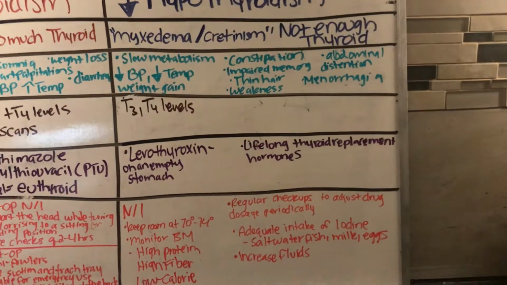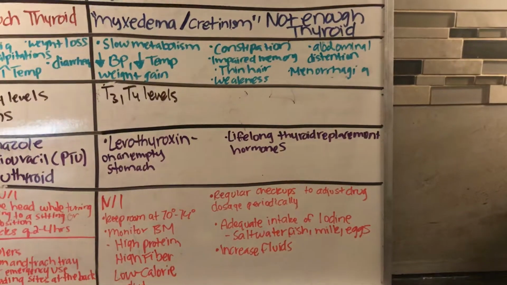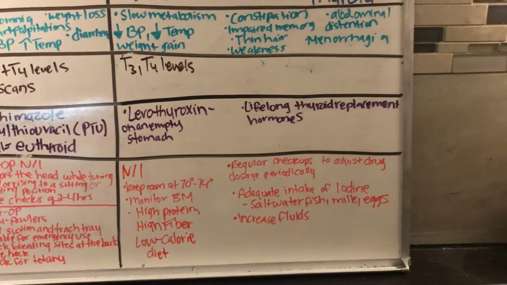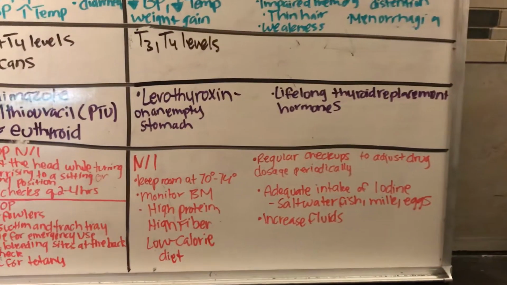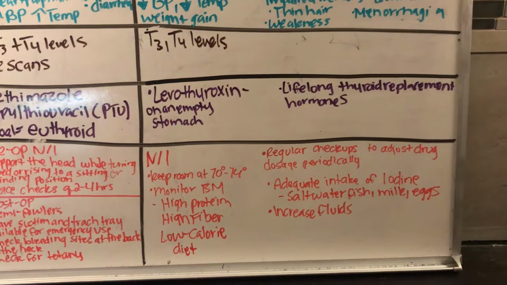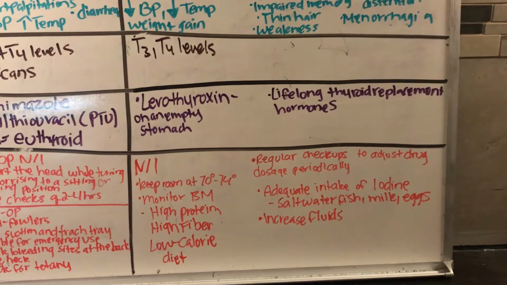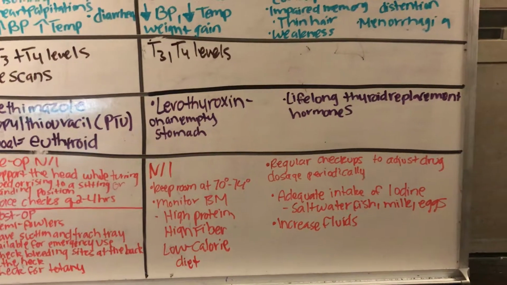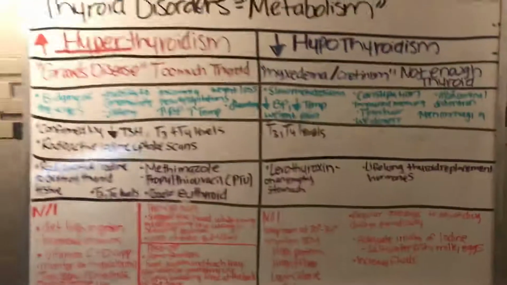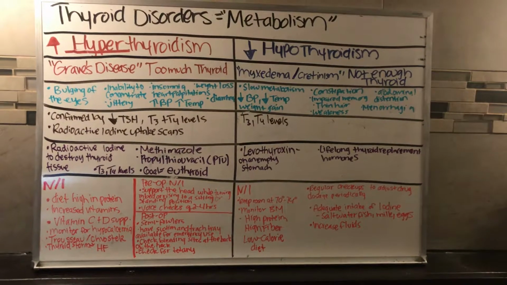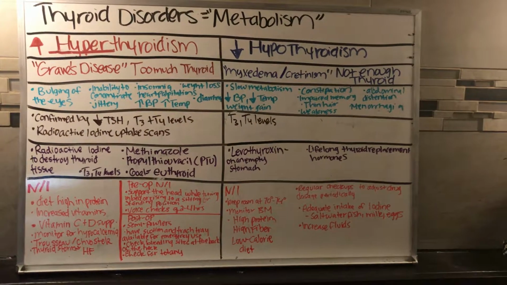Hypo, things are slowing down. Their BP is going to be down. They're going to have constipation. They're going to be cold. You're going to give them levothyroxine. Make sure they're on a low-calorie diet because they're prone to gaining weight. And then they need their medication dosage checked to make sure that they're still at the therapeutic levels. So again, that's hyperthyroidism and hypothyroidism, Graves' disease and your myxedema.